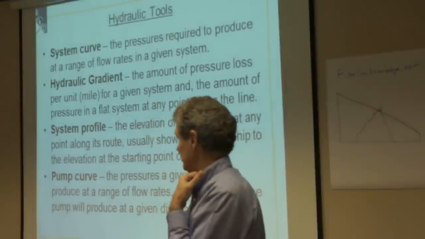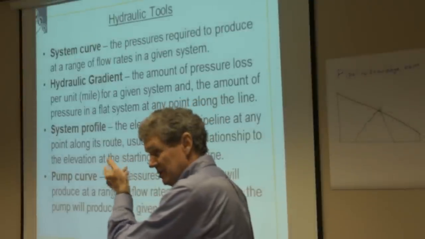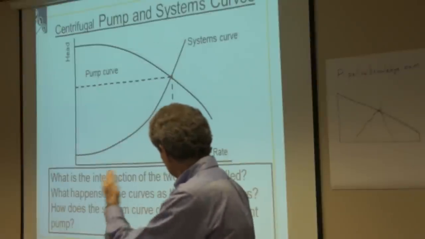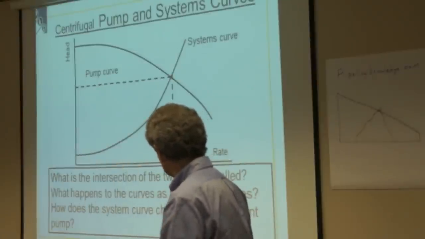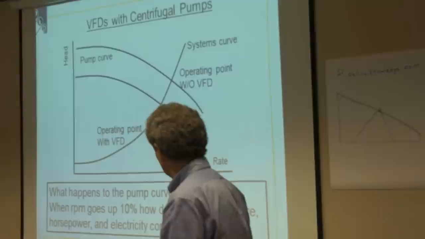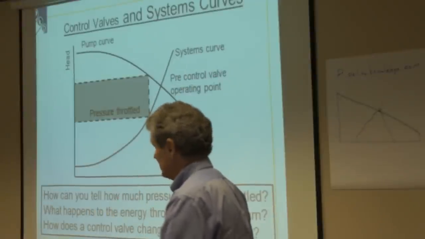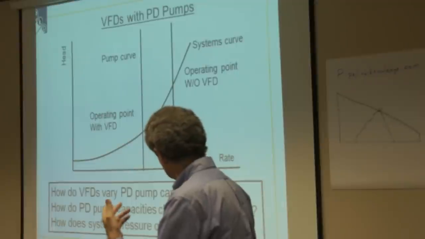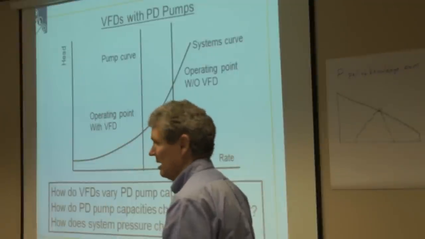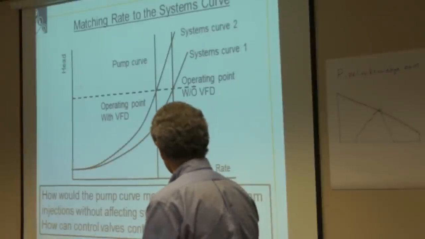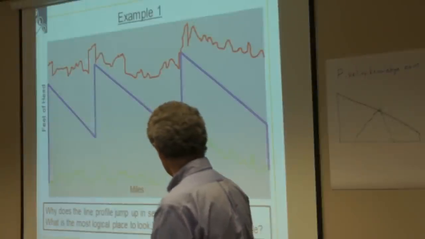So just a brief review first. We talked about all these again, so I'm not going to go through them. We talked about the system curve, hydraulic gradient, on and on. We talked about the pump curve and the system curve intersecting, being the operating point. You've seen this slide before. I'll go slower when we get to some of this.